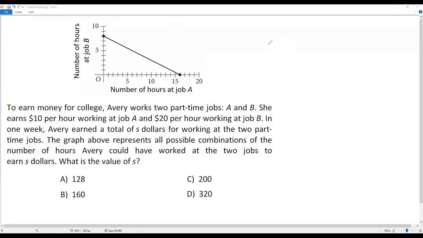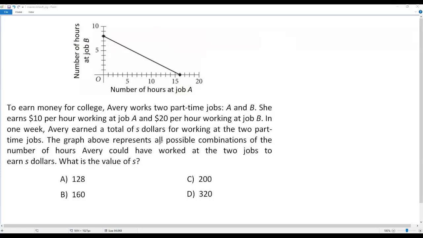Here we have a SAT math problem. Okay, let's go to the question. To earn money for college, Avery works two part-time jobs A and B. She earns $10 per hour working at job A and $20 per hour working at job B. In 1 week, Avery earned a total of S dollars for working at the two part-time jobs.